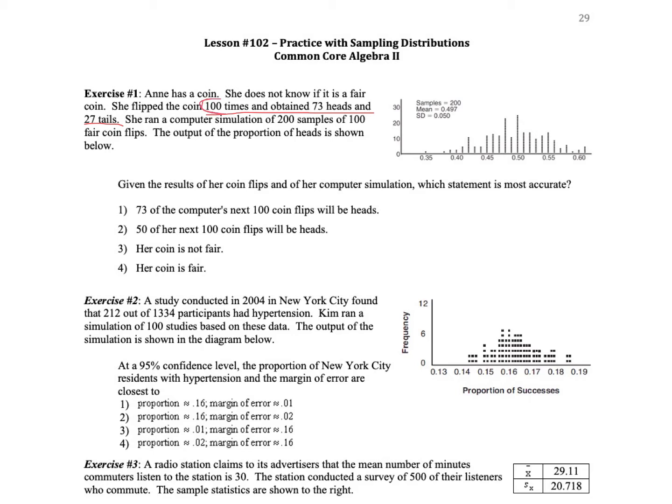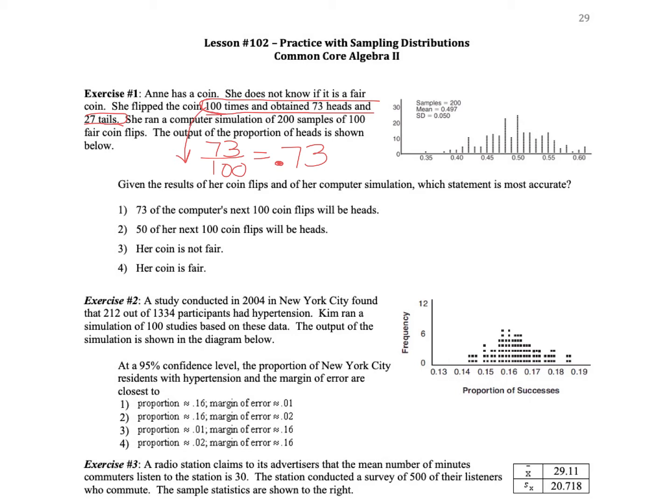So what we would say here is that from her sample, the one she's wondering about, her proportion from this sample is 73 out of 100 heads, or 0.73. Now, we would expect 50%, but is 73%, or 0.73, an unusual value for 100 coin flips? That's really what we're asking.